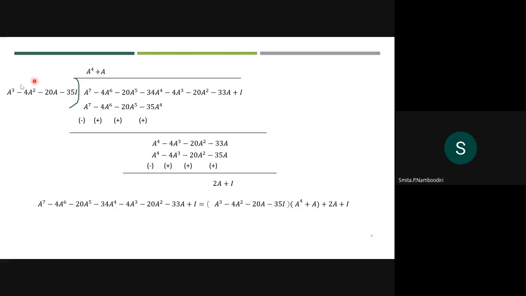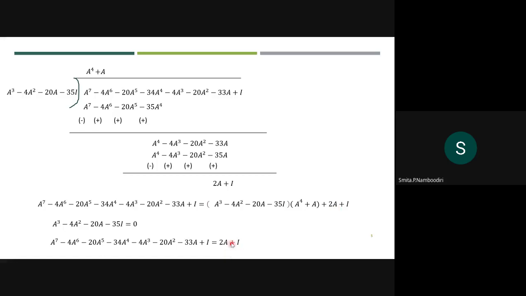But we know from Cayley-Hamilton theorem this part is equal to 0. So this whole term will become 0, and only this will remain, from Cayley-Hamilton theorem. So we have the answer as 2a plus i. Okay, we did normal division, the way we divide, we divided the two matrices by the polynomial division method, and then we got the remainder as 2a plus i. So we know that dividend is equal to divisor into quotient plus remainder. But this part is equal to 0 from Cayley-Hamilton theorem, so this whole term will become 0 and only 2a plus i remains.